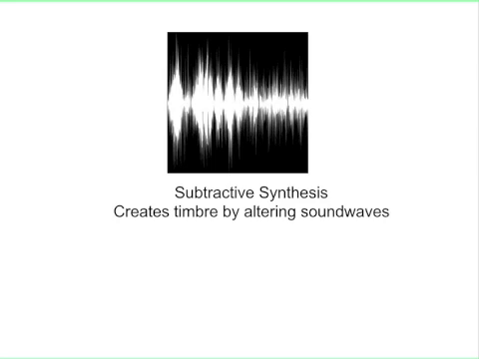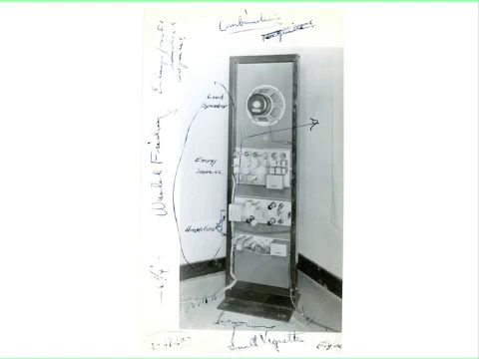So we talked before about additive synthesis of things like the tone wheel. Now we're looking at the vocoder using subtractive synthesis, which creates timbre by altering sound waves. In this case, the sound wave coming through the microphone is altered and split and directed through a bank of bandpass filters. So it's using subtractive synthesis. Here's a picture of an early vocoder from Bell Labs with some notes scribbled on it.